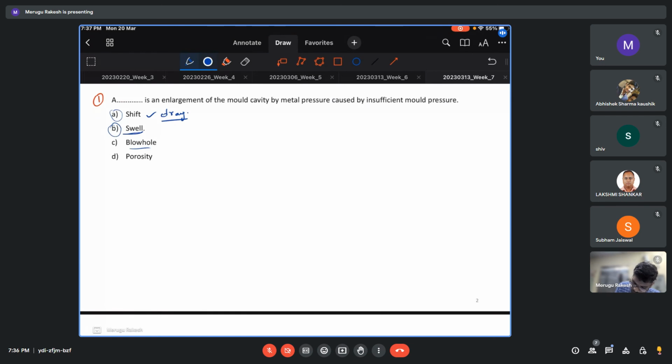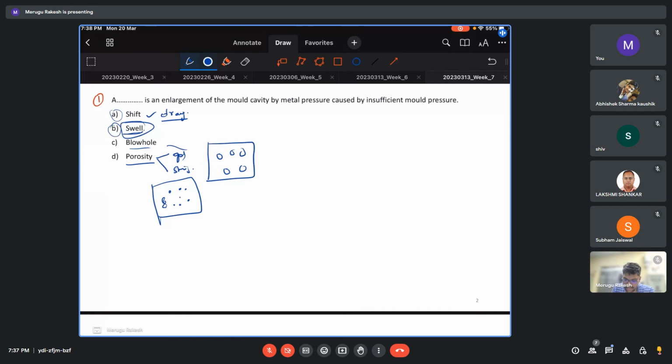So blowholes is also, we have a casting and we have these holes inside. Then porosity. This is also more or less the same, but this can be of different types: one is gas as well as shrinkage. So only the option remaining is swell. Basically, this is the enlargement of the cavity, which occurs by the metal pressure caused by insufficient mold pressure.